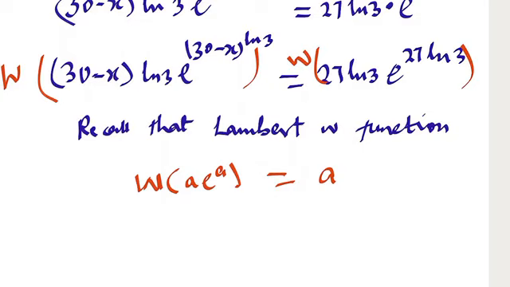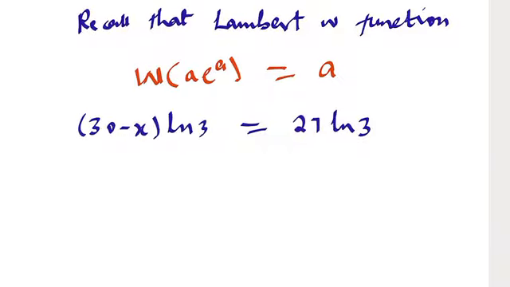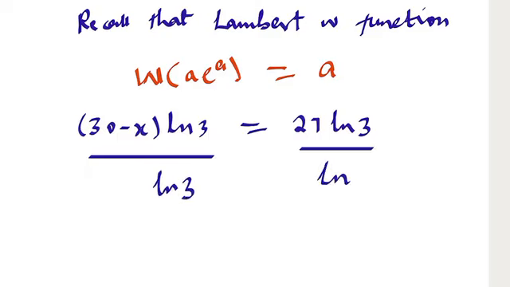All right. So by doing that, to the left hand side, we're going to be having (30 minus x) ln of 3 if you apply the Lambert W function to the left hand side, and to the right hand side if you apply the Lambert W function, it is going to be 27 ln of 3. So now from there you can see that you can divide both sides by ln of 3 here. We have ln of 3. So by doing that, this will be cancelled, this also will be cancelled.